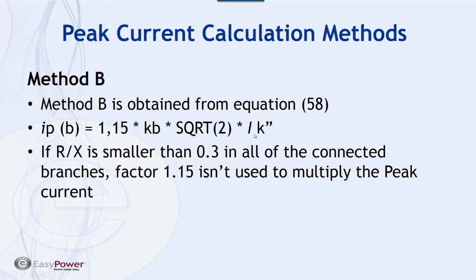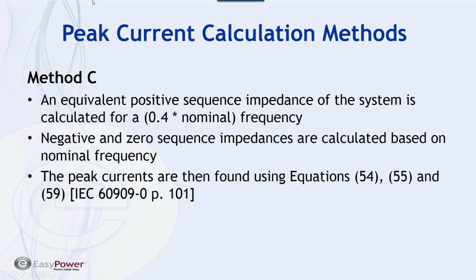The initial value is sitting here. A square root of 2 is something we always do to get the peak value. KB and 1.15, at least to me and in my experience, are new things IEC introduces. But it's just a copy of the formula. I don't want to talk more about how IEC has developed these formulas.